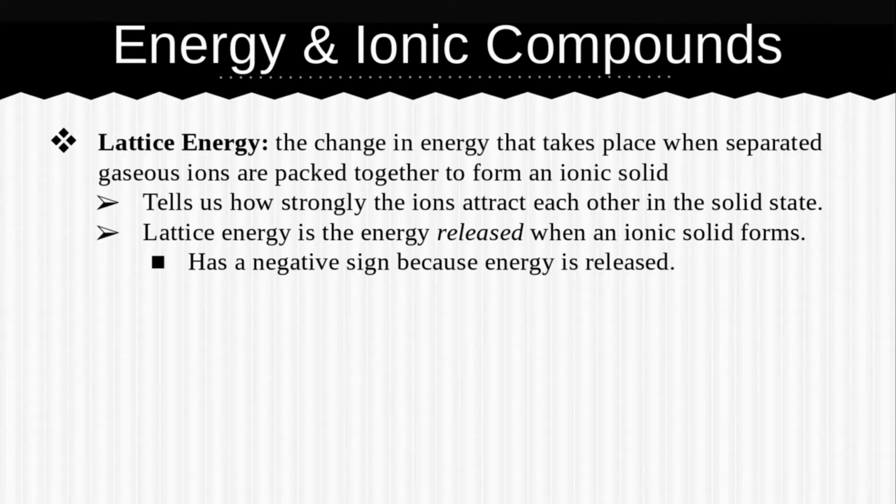Whenever we form a bond, we're going to be releasing energy. In chemistry, when we're releasing energy, the number will have a negative sign because we're looking at what's being given off, what's being lost by the system. The system in this case is our ionic compound. So just be aware that when you do a calculation for a lattice energy or a bond energy for any type of compound, that answer will always be negative because energy must be released to form those bonds.